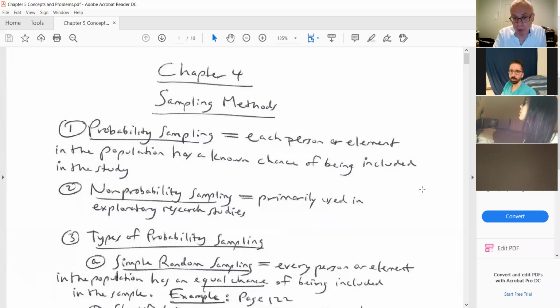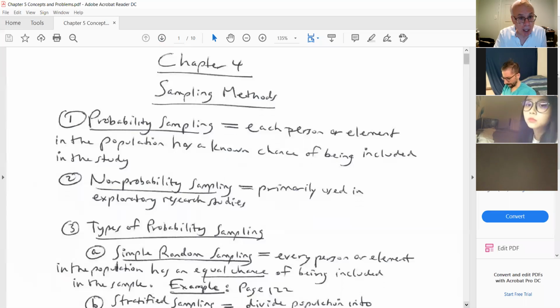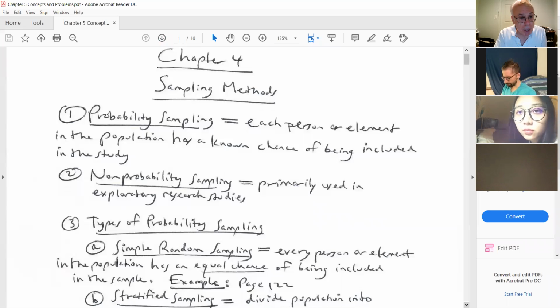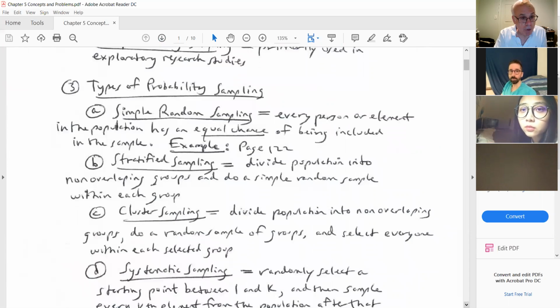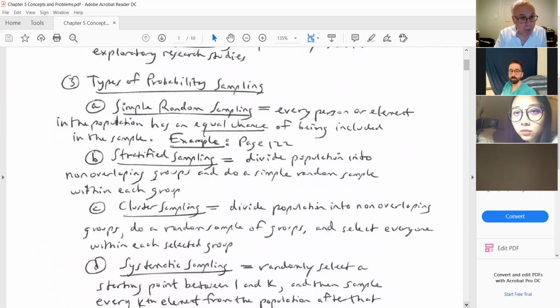And I believe we went over this last time right at the end, right? The sampling methods in chapter 4. And I wanted you to pay attention to the 4 major methods of probability sampling: simple random sampling, stratified sampling, cluster sampling, and systematic sampling.